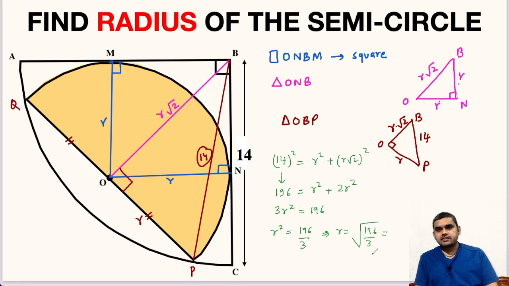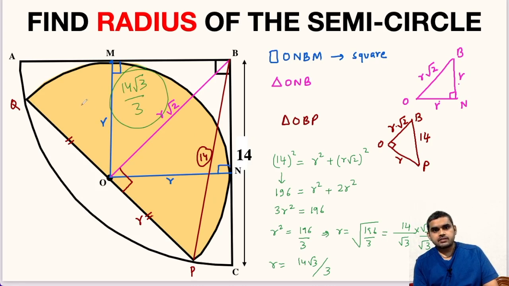On simplifying this, we will get root 3 in the denominator, and the square root of 196 is 14. We can rationalize it, so multiply and divide by root 3. So the radius will be 14 root 3 upon 3. So the radius of this semicircle is 14 root 3 upon 3 units.